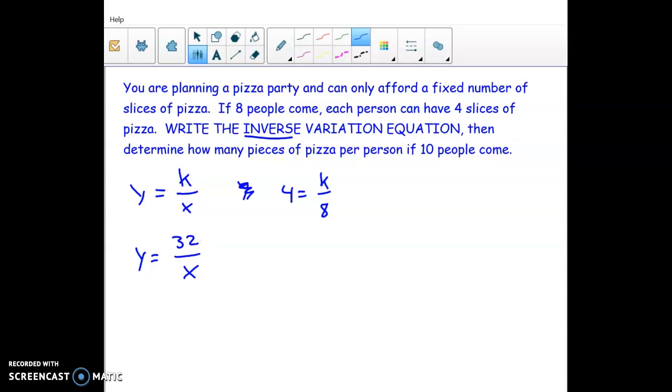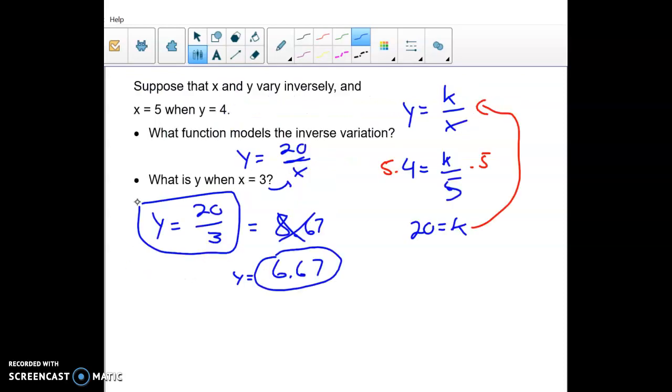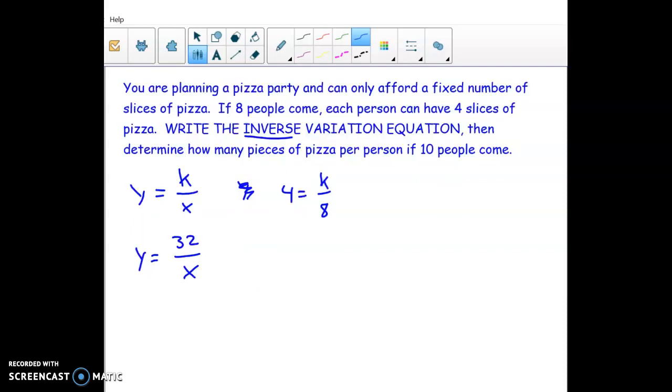Okay, much like the previous ones, these questions are the same except with a context. Now if 2 more people say they want to join the party, how much does each person get now? Well, just make x 10. So if there's 10 people, we'd have 32 over 10. Each person would get about 3.2 pieces of pizza, so right around 3 pieces.